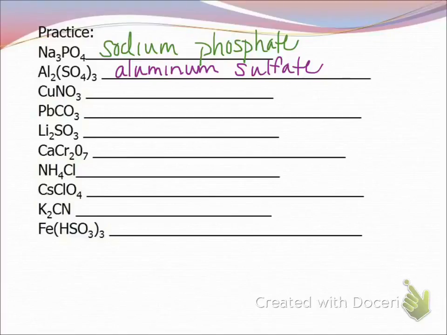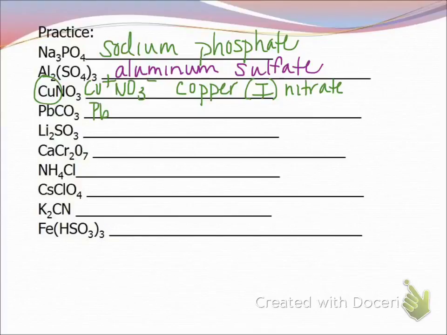This next one is copper nitrate. But is it copper 1 or copper 2? What we have to look at is that nitrate is a -1. The fact that it only took 1 copper and 1 nitrate must mean that it's the +1. So we would call that copper 1 nitrate.